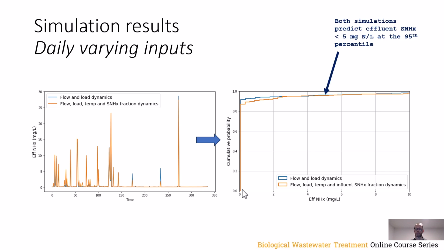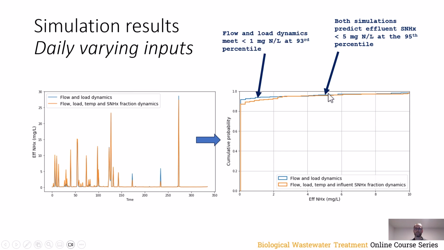So, for example, over here, if we're talking about the probability of having an effluent ammonia concentration of between 4 and 6 milligrams per liter, for both simulations it's about the same probability. Both the blue and the orange line show that effluent ammonia is likely to be less than 5 milligrams per liter 95% of the time. So that lines up with 0.8, 0.9, 0.95, the 95th percentile.